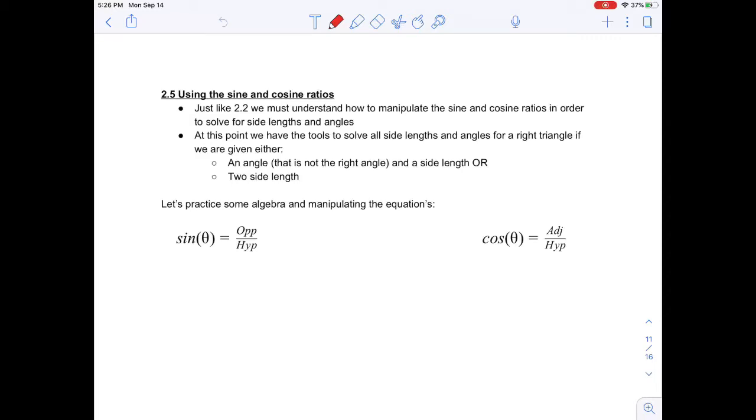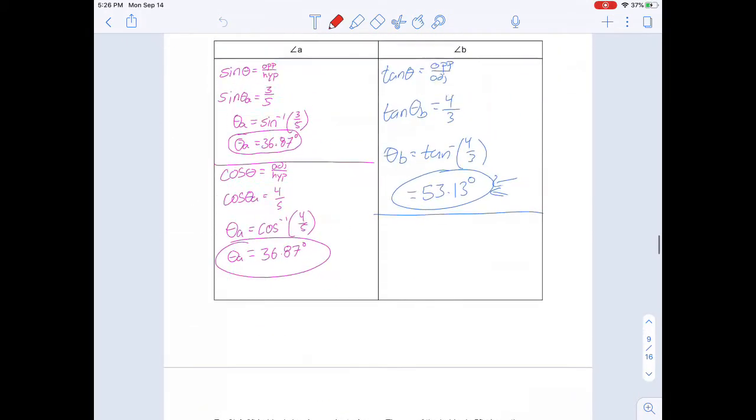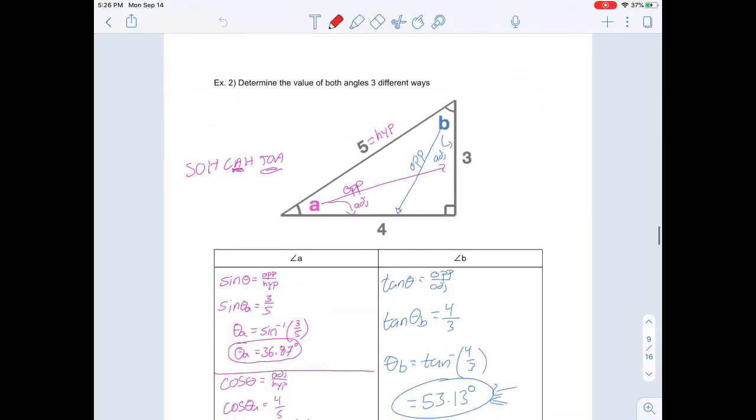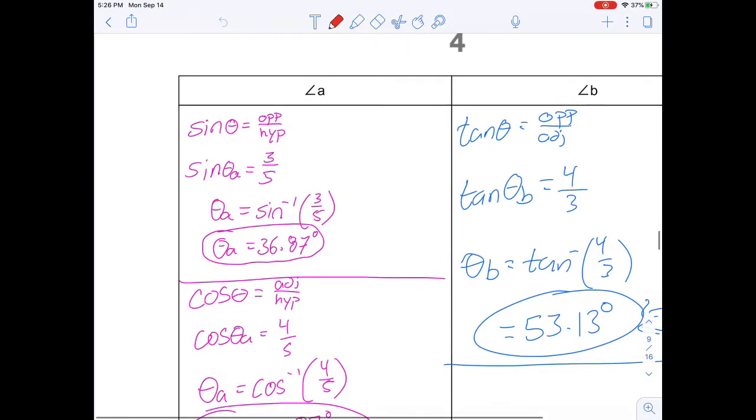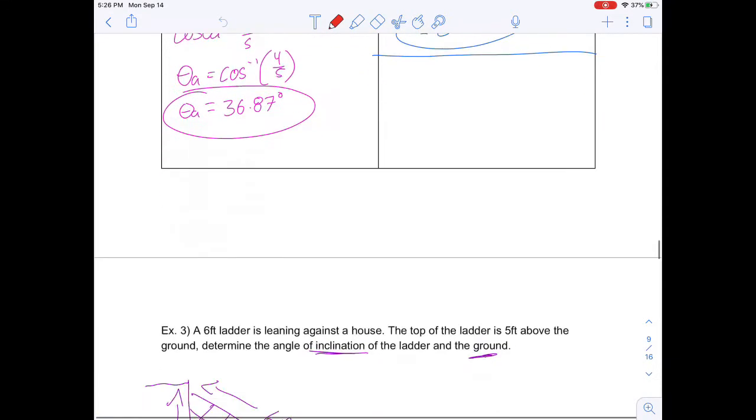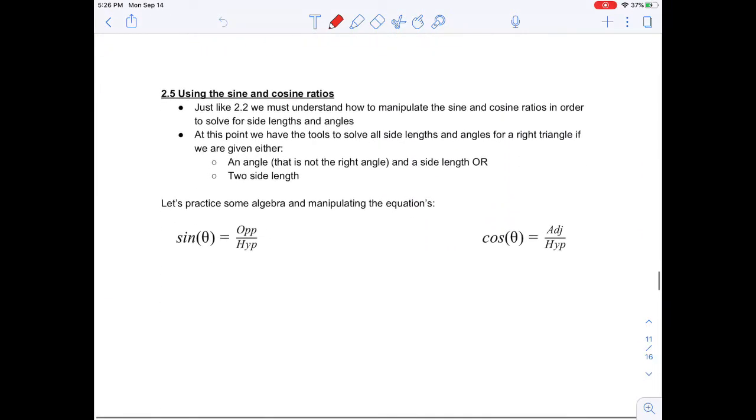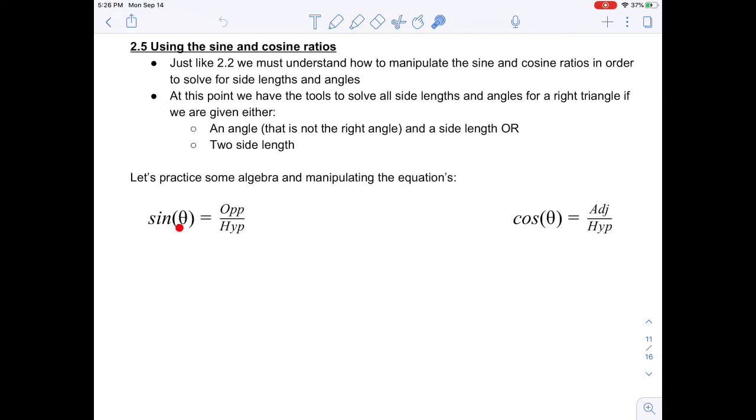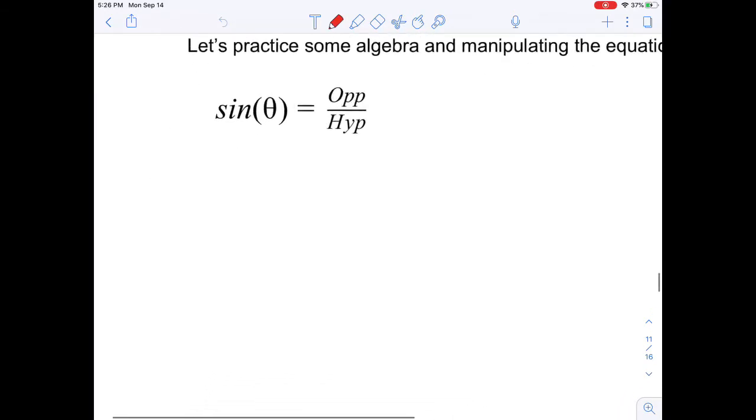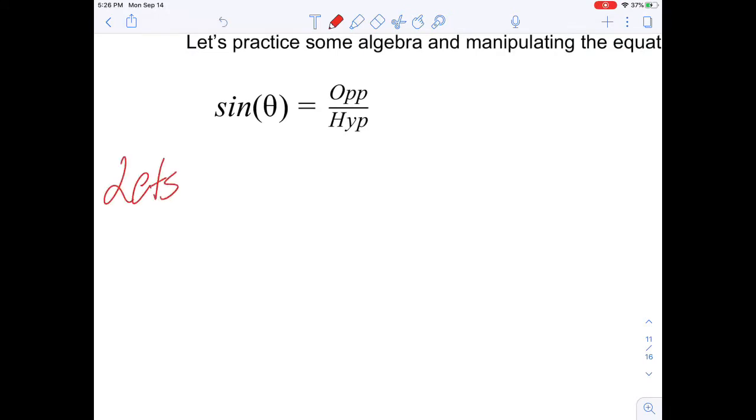So we are on to 2.5, which is using the sine and cosine ratios. Last topic, we learned how to use and set up our ratios. We even learned how to find our specific angles using inverse sine or inverse tan or inverse cos. Now we have to remember how to manipulate these formulas in case we're given an angle, and say we have a hypotenuse, but we want to solve for the opposite side length. We got to know how to manipulate these. These formulas are set up exactly like tan, like in 2.2, how we manipulated these. But it's good to refresh. So let's review.